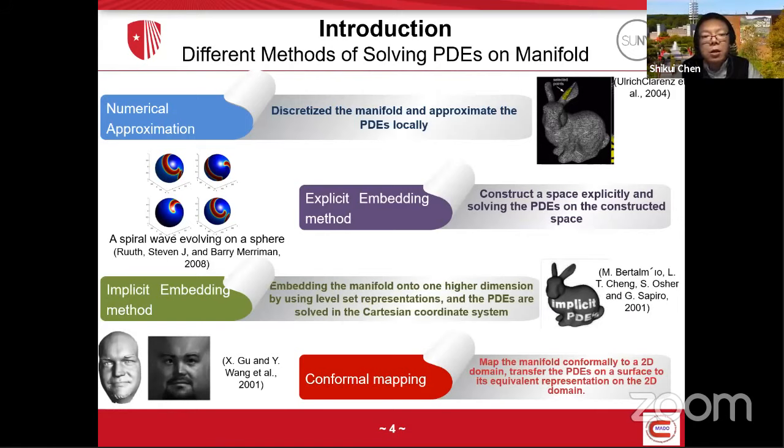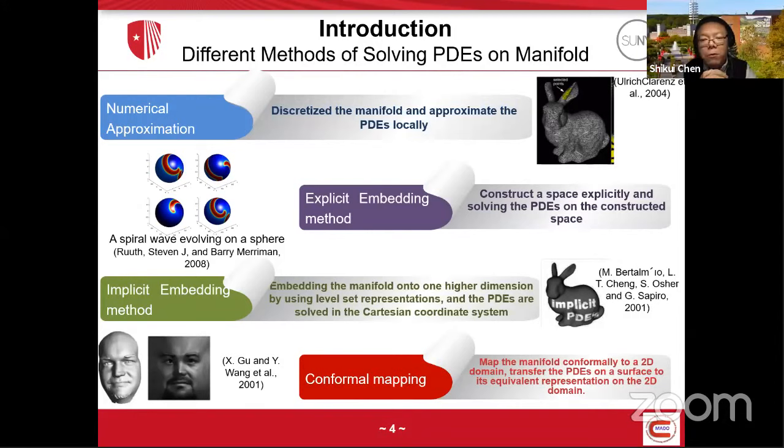We are not the first group to do this. Actually, in the field of mathematics, people have already done such research using different approaches. Some people use the so-called direct approach, which discretizes the manifold with a triangular mesh and directly approximates the differential operators on the mesh. The problem is you can only do it within a very tiny area, because the manifold is locally Euclidean, but globally it cannot be approximated using one reference frame. You have to introduce a field of reference frames to describe the whole surface. Other groups use the explicit embedding method or implicit embedding method. In this method, they basically increase the dimension of the problem, so the computational cost is a challenge.